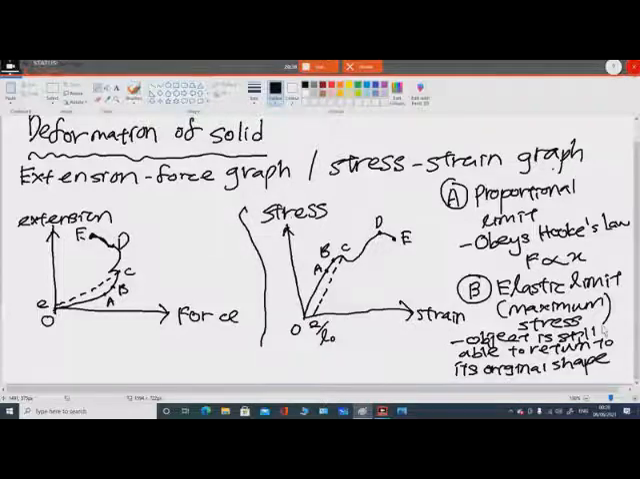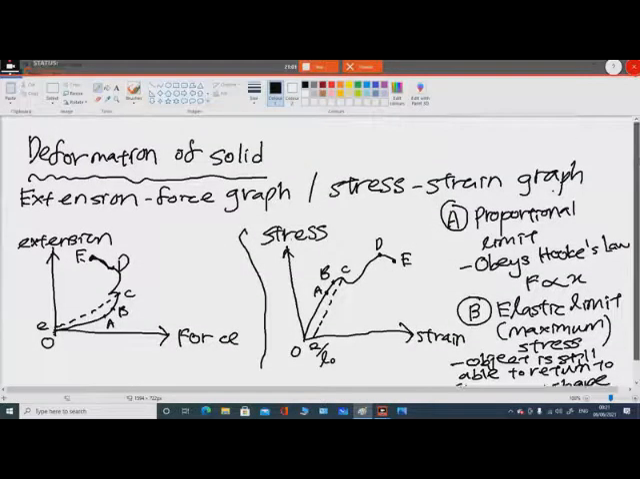As for point A, which is the proportional limit and obeys Hooke's law, this point will of course also return to its original shape when the force is released. So this is for points A and B. So let's move on to point C.